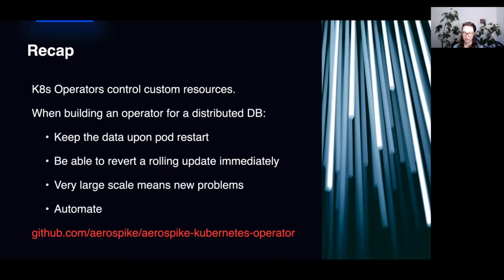Keep the data upon a pod restart, because you are using a database. Be able to revert a rolling update immediately. Don't wait until the update is run on all the nodes. Have an option to stop it in the middle. And be aware that when you go on a really, really large scale, you might have new problems and the solution might be bigger. And of course, automate, automate, automate.